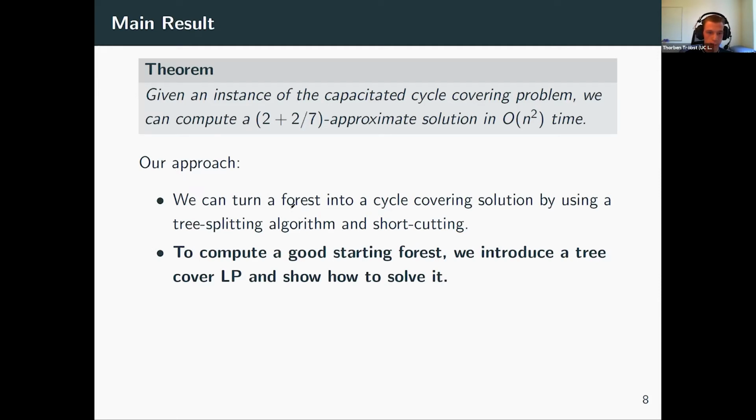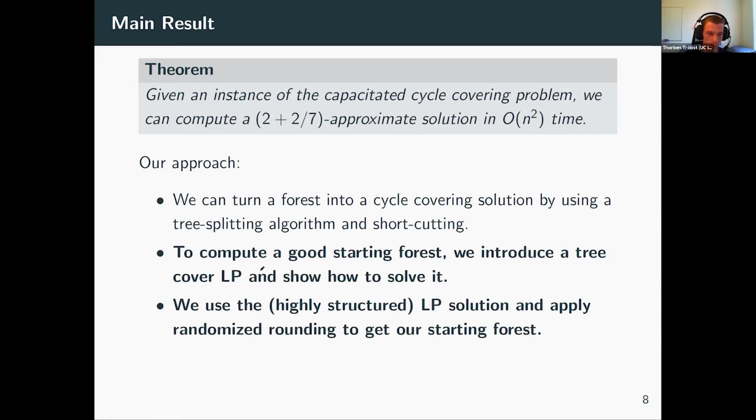And then the main question becomes, what forest should you start with? You need some forest to create the cycle covering. But if you just start with, say, a minimum spanning tree or something like that, you don't get this approximation ratio. You actually need to find a good starting forest. And this is where we introduce an LP relaxation, which is called the tree cover LP. And we show that you can solve this efficiently, and more importantly, that this LP has some really nice structure to its solutions. And then lastly, I will show that you can use these highly structured LP solutions of this tree cover LP and apply some relatively simple randomized rounding to get this nice starting forest, which we use for this first step here.